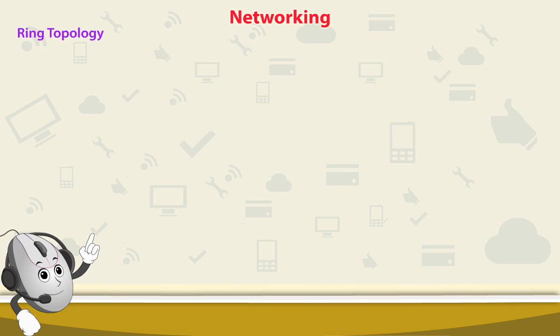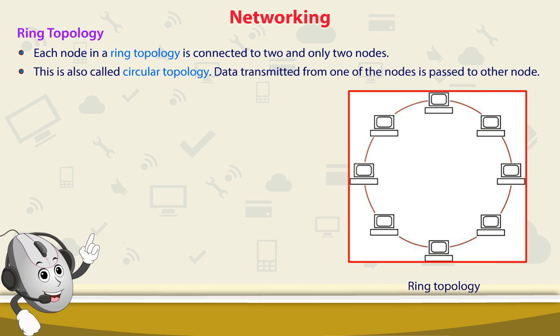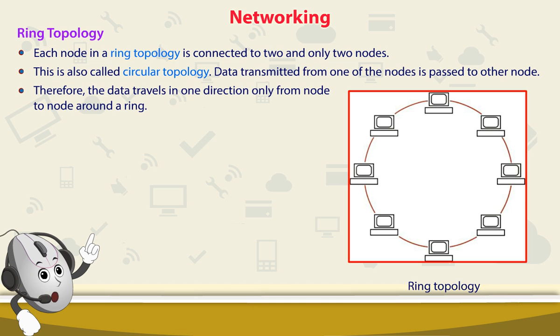Ring topology. Each node in a ring topology is connected to two and only two nodes. This is also called circular topology. Data transmitted from one of the nodes is passed to the other node. Therefore, the data travels in one direction only, from node to node around a ring.